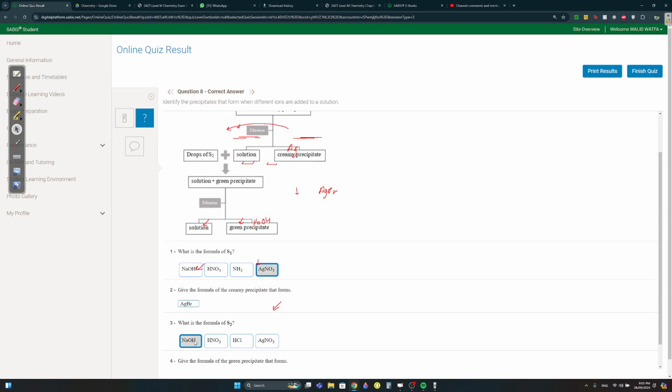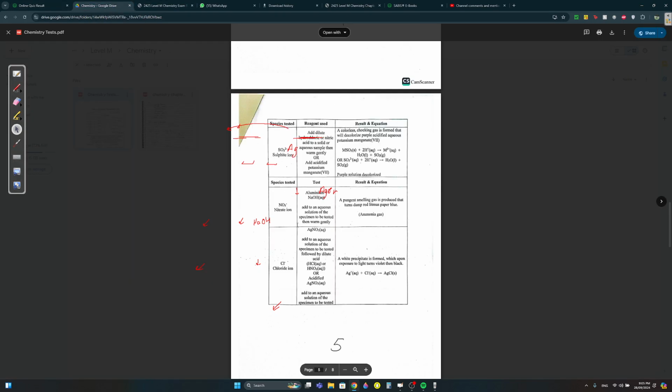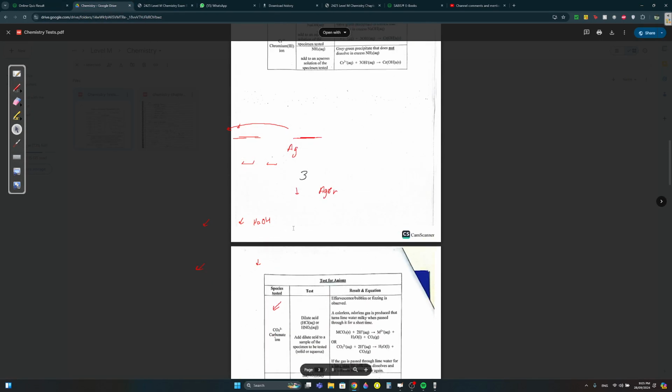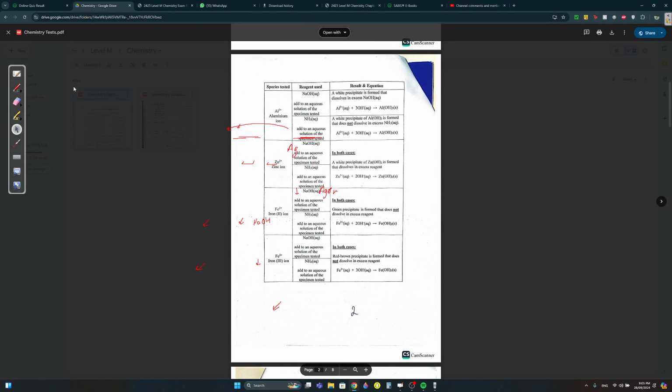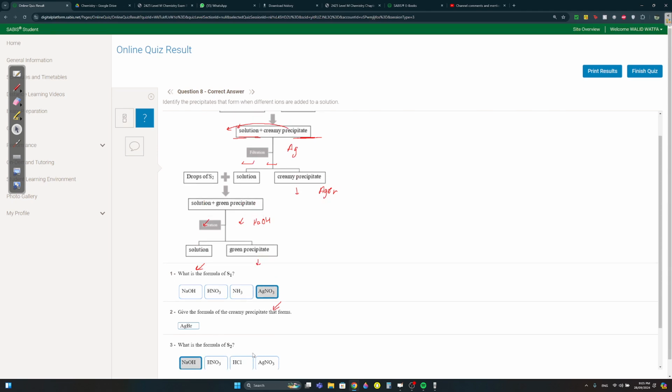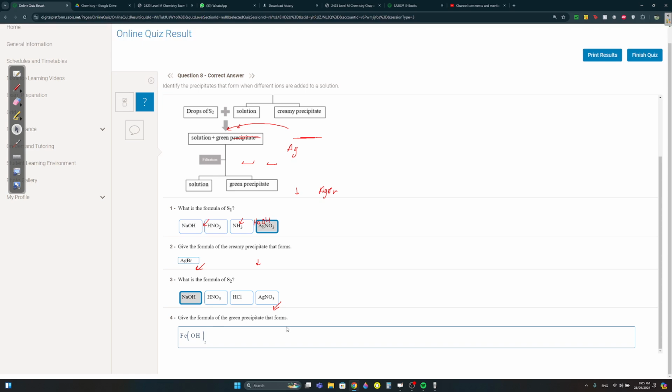What's the formula of S2? NaOH. If they put NH3, I'm pretty sure that's correct as well, because over here Fe2 plus, yeah, it dissolves also if you had NH3. But in this case, they didn't put NH3 in the choices. So if they put it, you choose it. But they didn't. Okay. Give the formula of the green precipitate that forms.